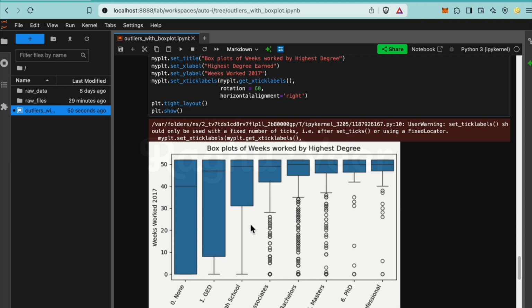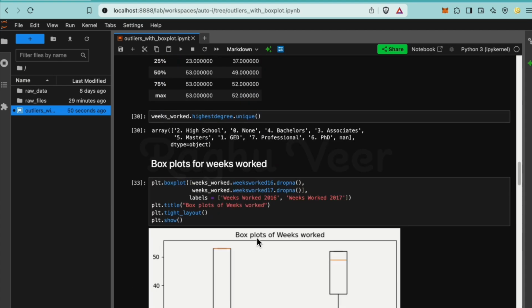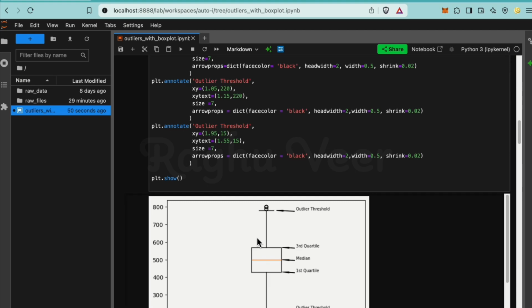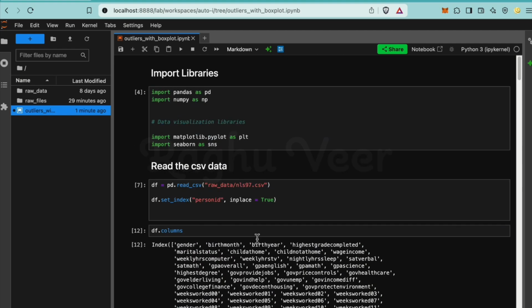So these are the ways in which we could plot the box plots and identify the outliers in the data.